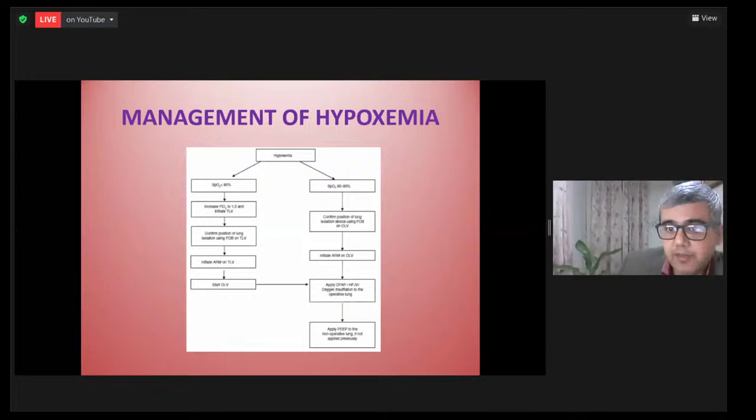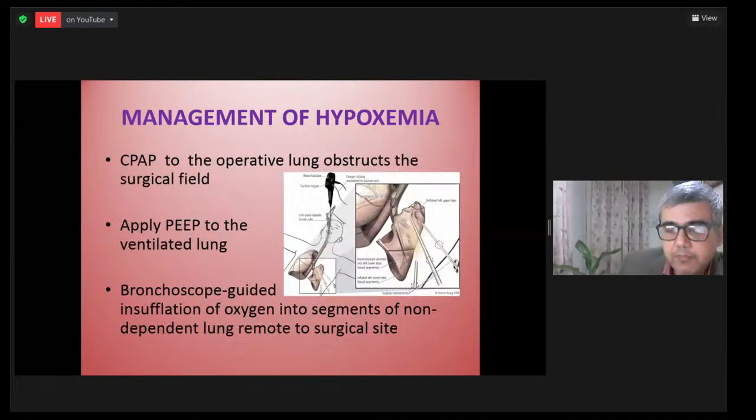Now, application of CPAP to the operative lung is one of the common maneuvers which we use for preventing intraoperative hypoxemia. But here there's a catch. In patients undergoing VATS surgery, if you apply CPAP to the operative lung, it can obstruct the surgical field and the surgeon may not be comfortable while operating. So the best option is to apply PEEP to the ventilated lung and do artificial recruitment maneuvers on the ventilated lung. If that also does not suffice, what you can do is isolation of selected lung segments in the non-dependent lung, which are remote to the surgical site.